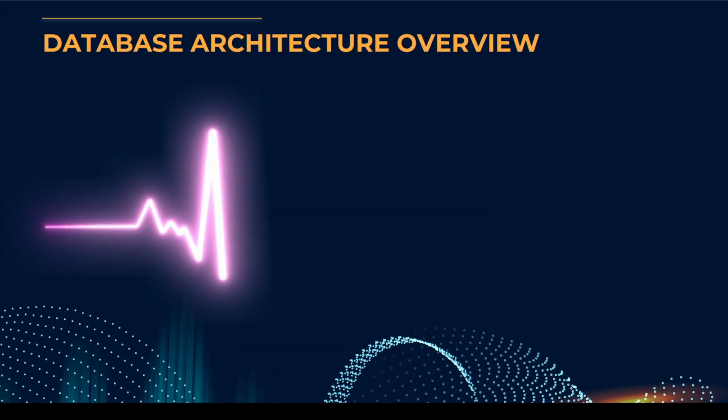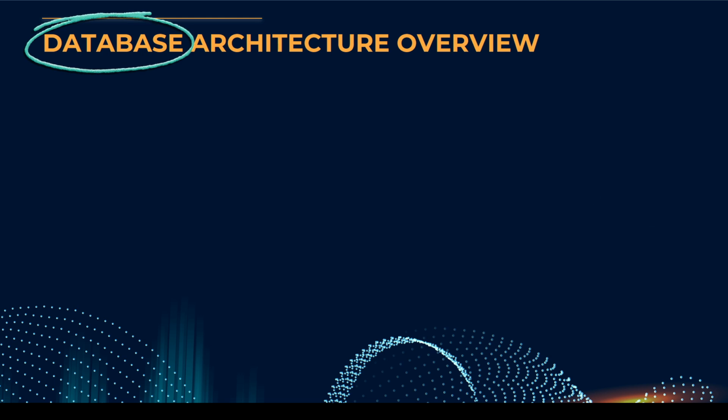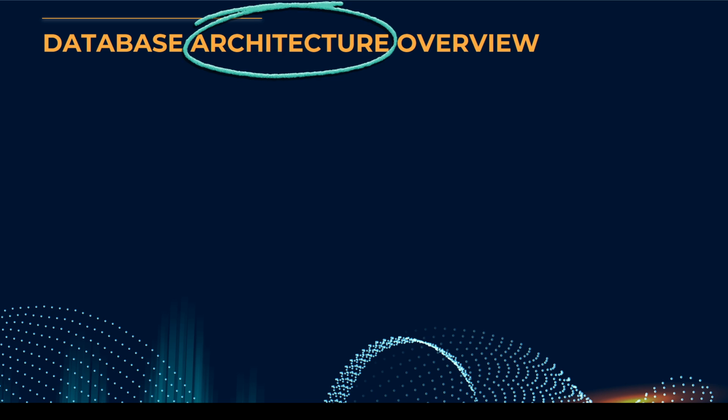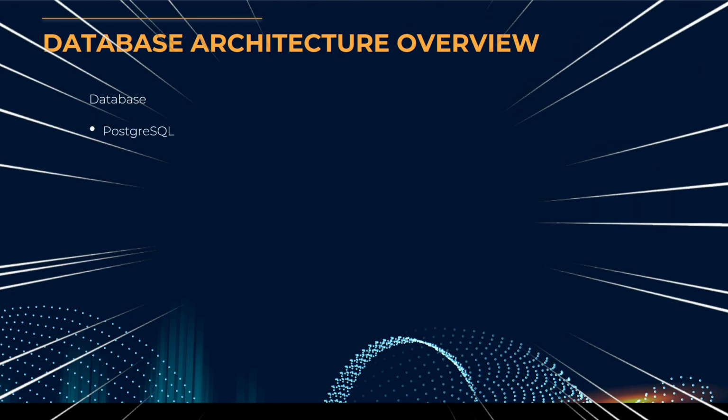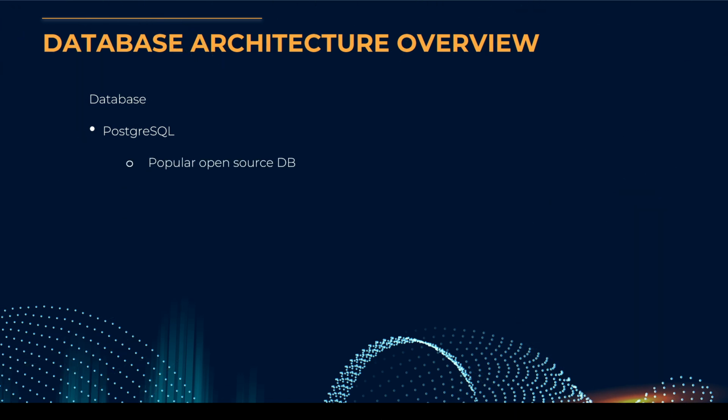In this section of the course, we are going to be configuring our database for our recipe project. We are going to start with an overview of the architecture that we are going to set up for the project. The database we are going to be using is Postgres. Postgres is a very popular open source database that's available for free. You can use it in both personal and commercial projects at no cost.